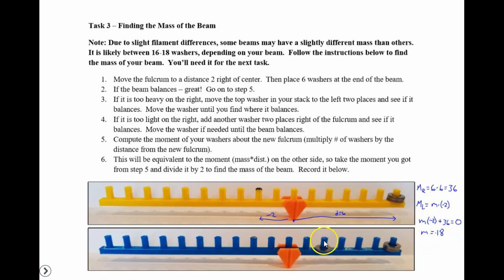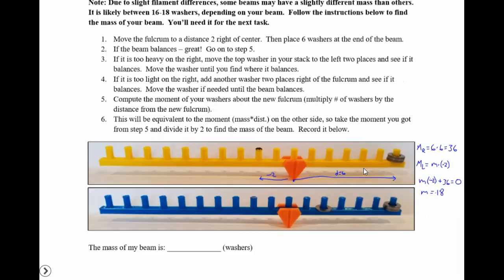And you can do the same thing for this one. The total moment's going to be a little bit less for this one because I got a stack of 5 here and a stack of 1 here. So you're basically just computing the moment on the right side, and then because you're a distance 2 away, you'll just be dividing that by 2 to get your mass. So that's step 6 right there.